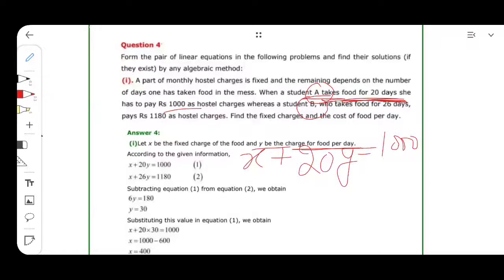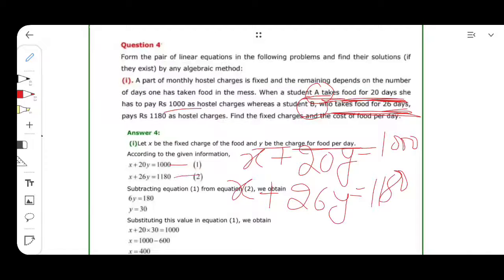Similarly, student B who is paying for food for 26 days, and the fixed charge is the same, that is x, plus 26y, and she is paying 1180 rupees. Clear? This one is the fixed charge. Now we have to calculate the values of x and y. So this is the given equation first and equation second.